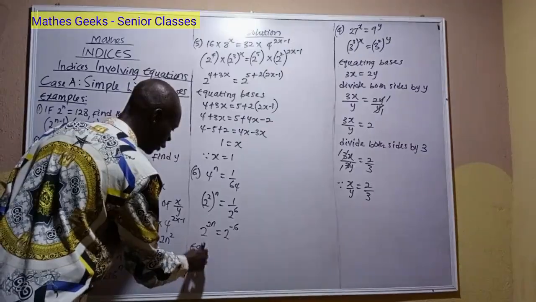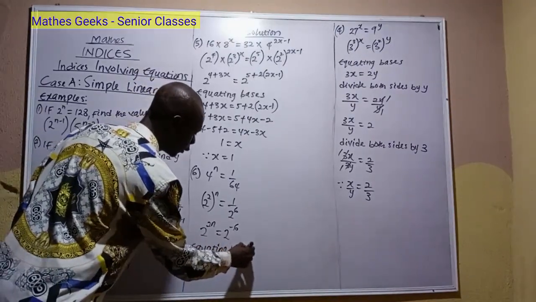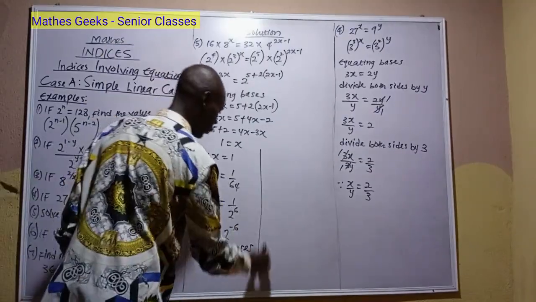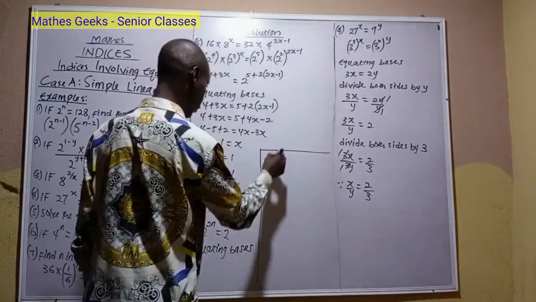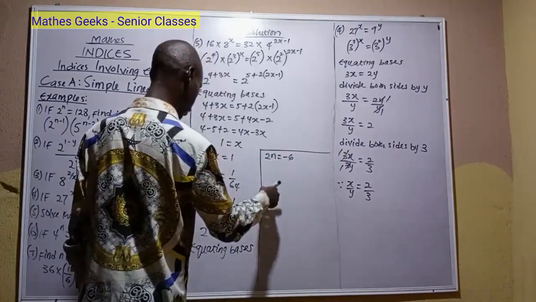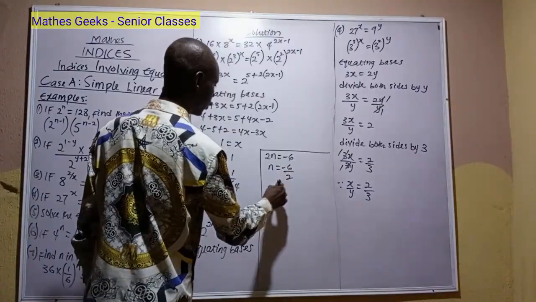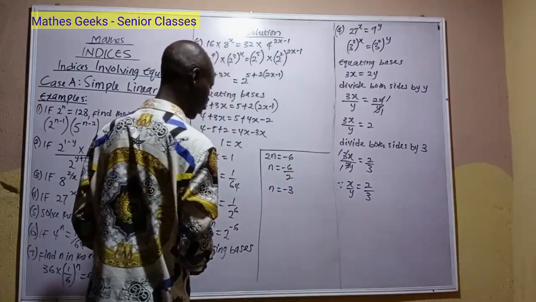And so, equating bases, 2n is equal to minus 6. And then n is equal to minus 6 over 2. So n is equal to minus 3.